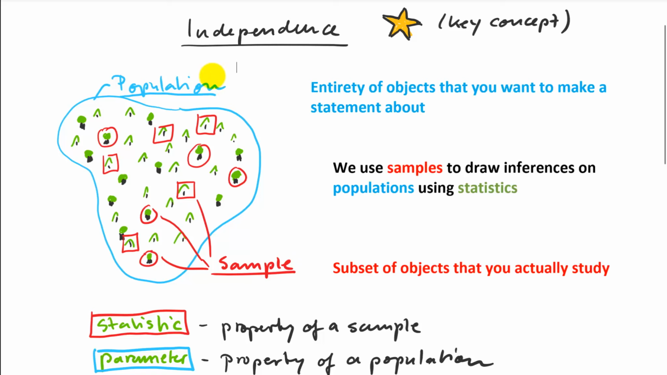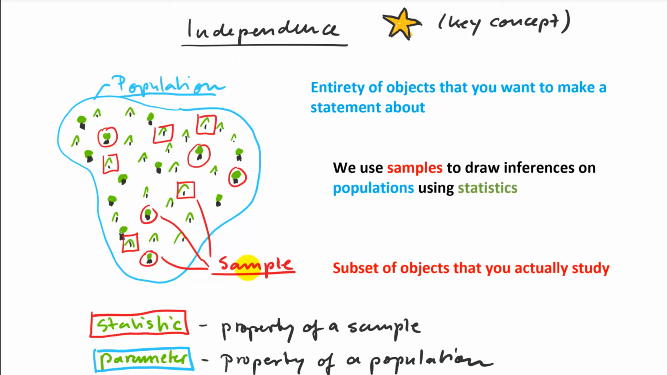So we mentioned populations quite a bit. Those are the entirety of objects that you want to make a statement about. That's not necessarily every individual in the world, so it can be a much narrower scope. Samples are a subset of objects that you actually study. Those are the ones that you measure, those are the ones that you investigate. And the way statistics works in general is that we use samples to draw inferences on populations using statistics.